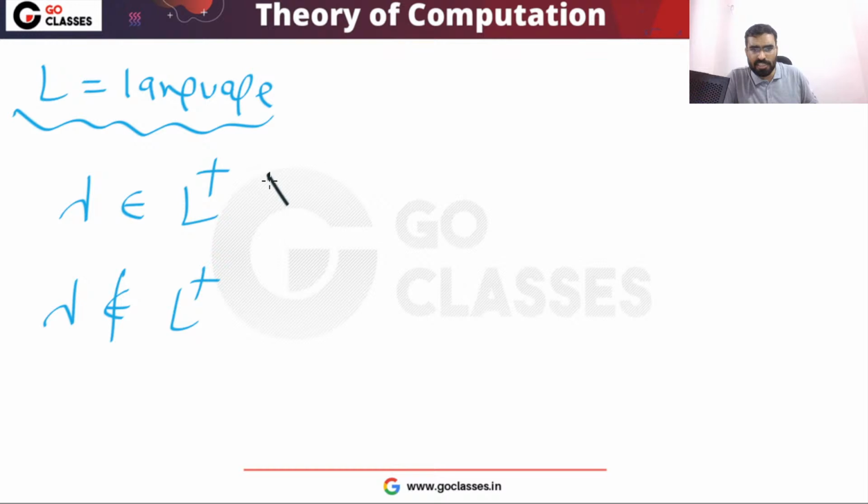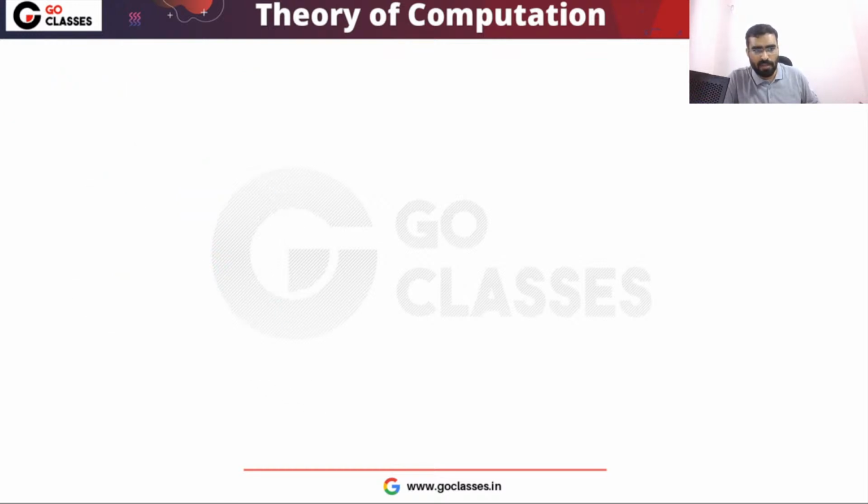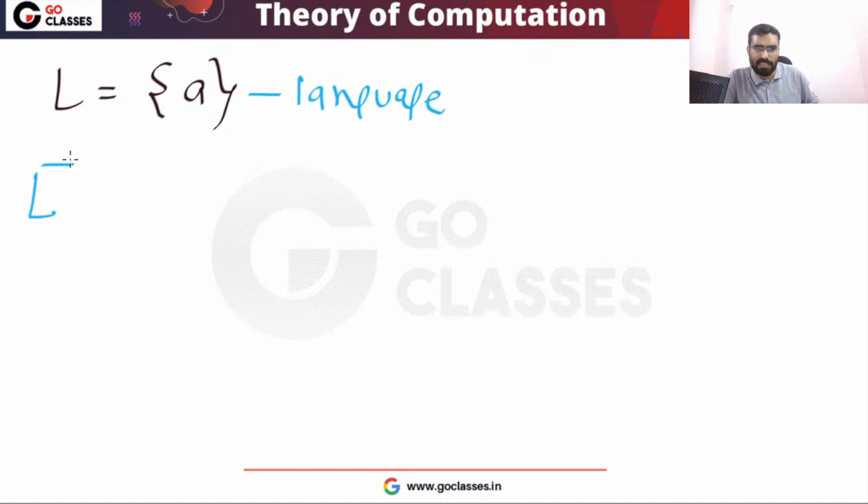So let me tell you, this statement is wrong. This statement is also wrong. Let me give you an example. For example, look at this L. Let's look at this language. This is a language, correct? Tell me, what is L plus?